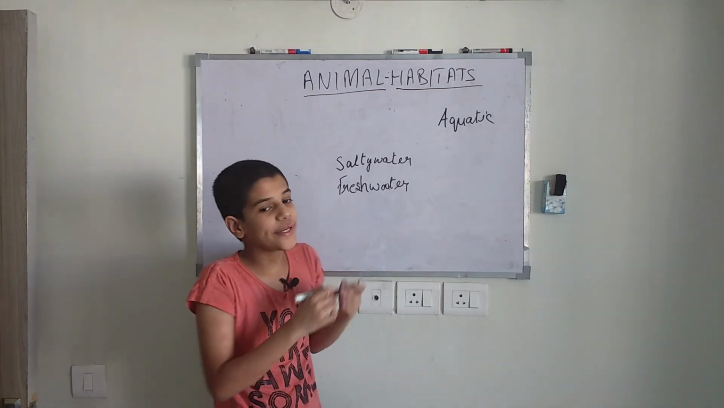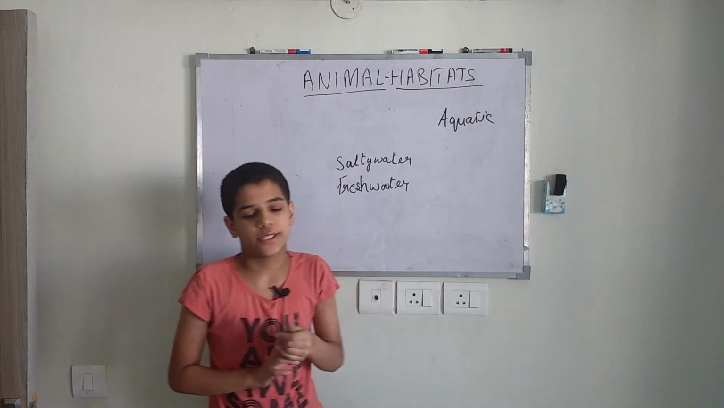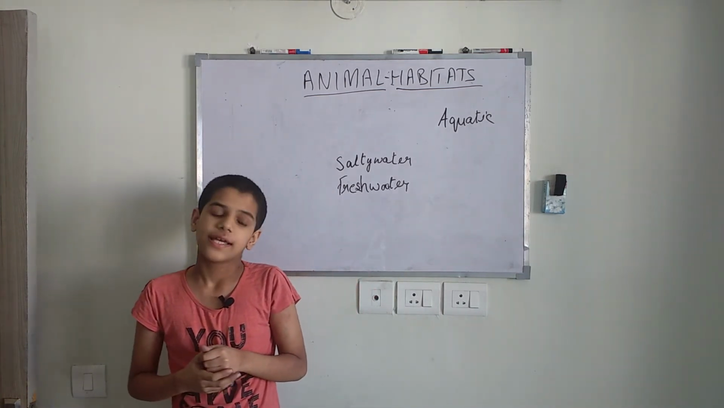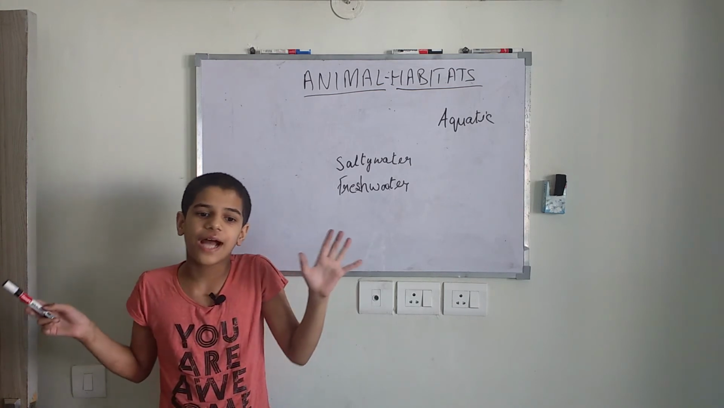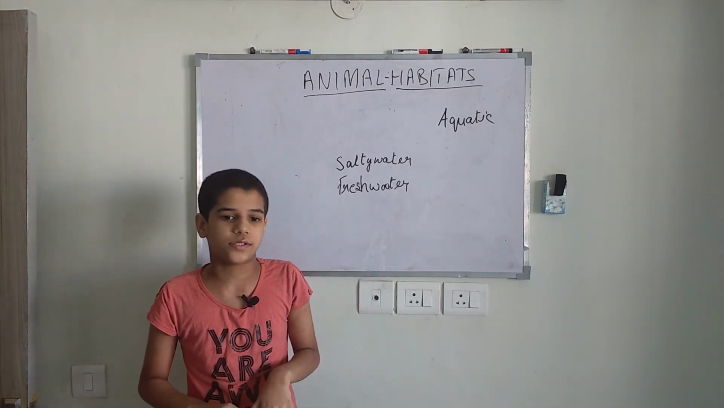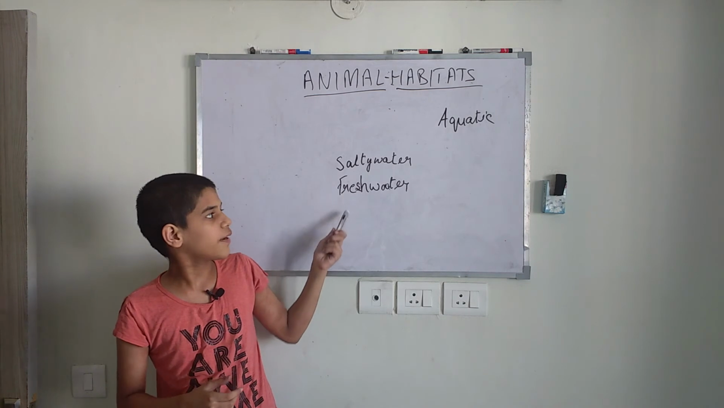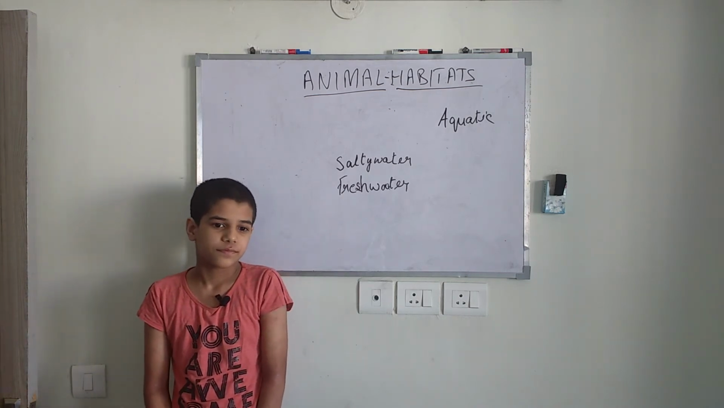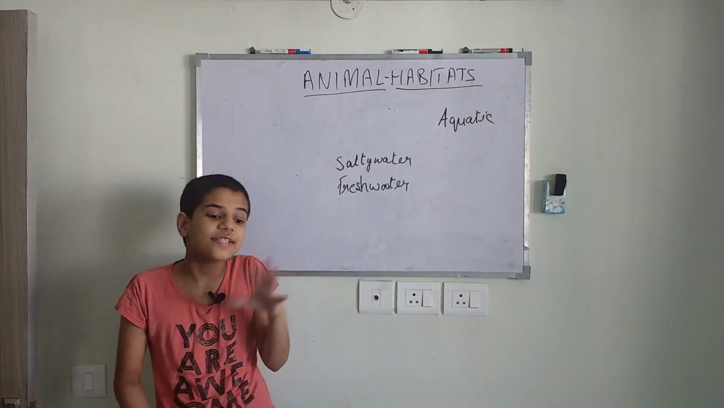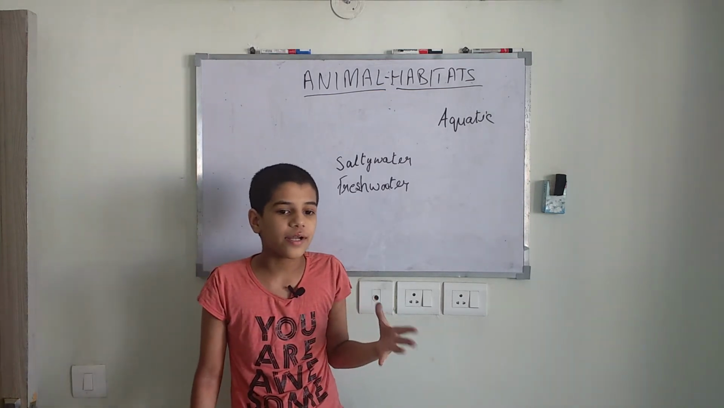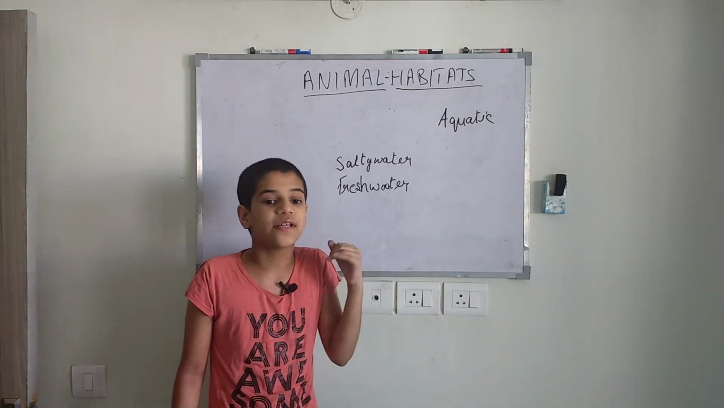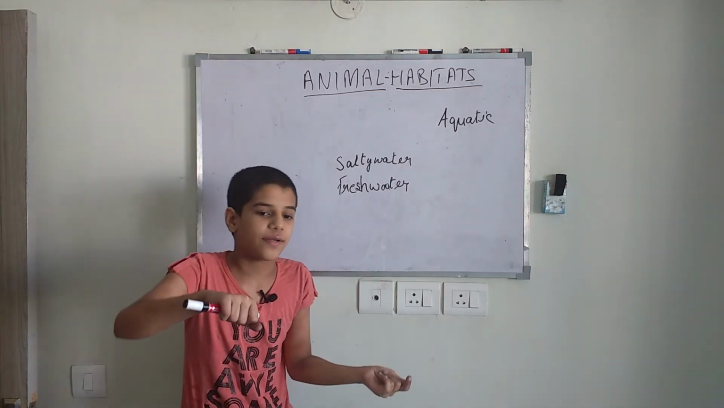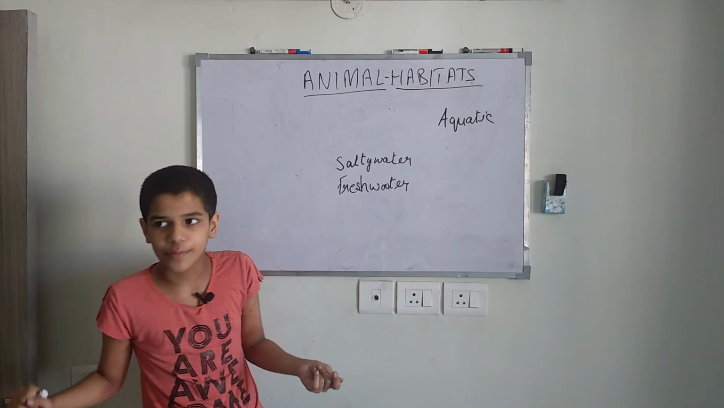Now, what are the examples of salty water habitat? Can you tell me? Sea. Yes. They are naturally occurring on the earth's surface. Now, freshwater habitats. What about these? Ponds, lakes. Yes. They are sometimes naturally occurring, and sometimes they are not occurring naturally. We dig a hole and put water. Sometimes, not always.